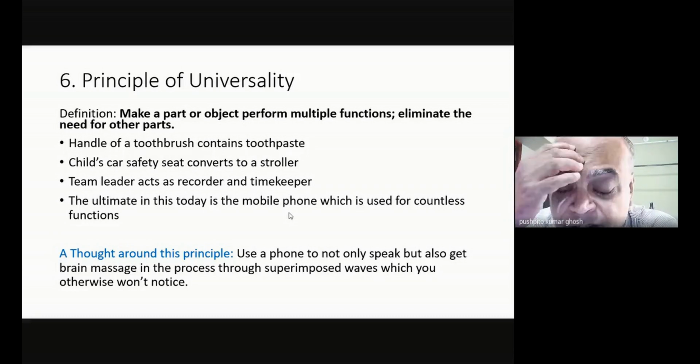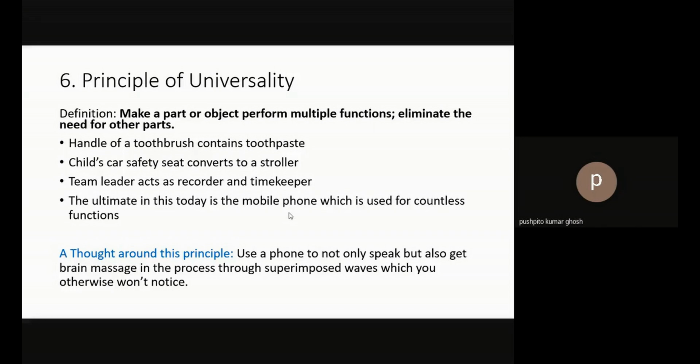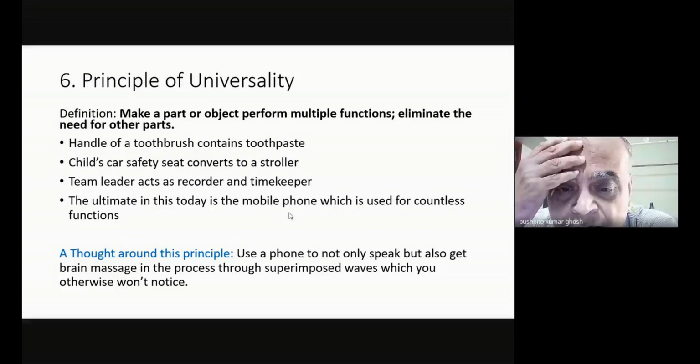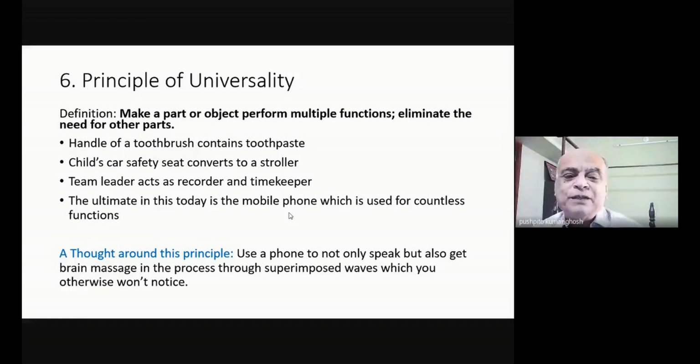The idea was that while you're speaking to someone on the phone, suppose there was some kind of a superimposed wave which you don't notice, but let's say it is of the right wavelength that it gives you a fantastic brain massage. And the more you talk, the more intelligent you get. I mean, I'm just joking. If you can do something like that, that'll be very interesting. So that would be again around the principle of universality.